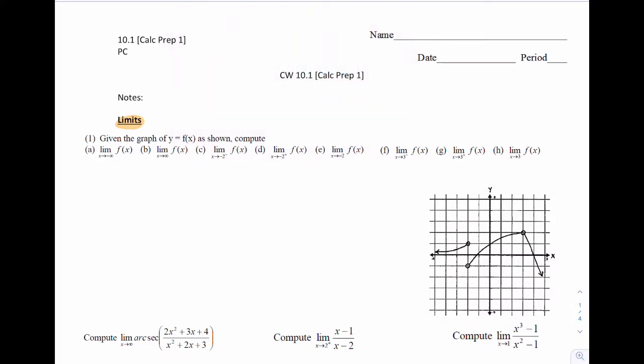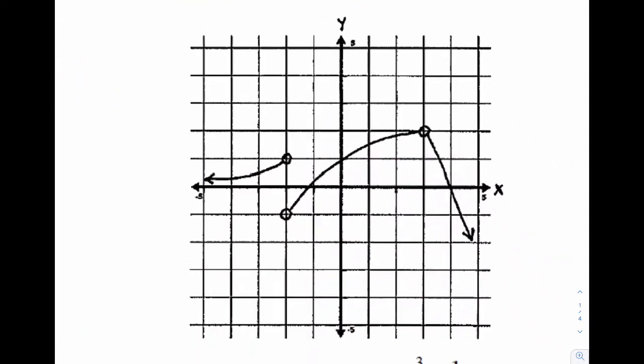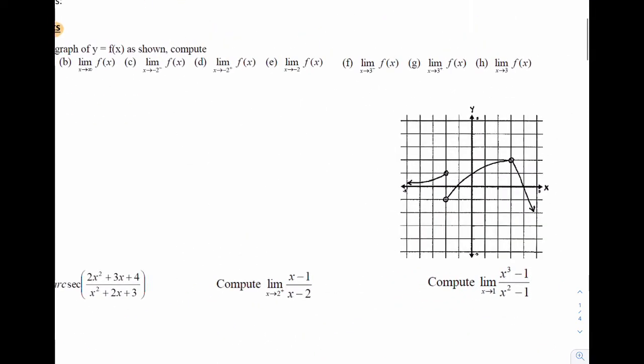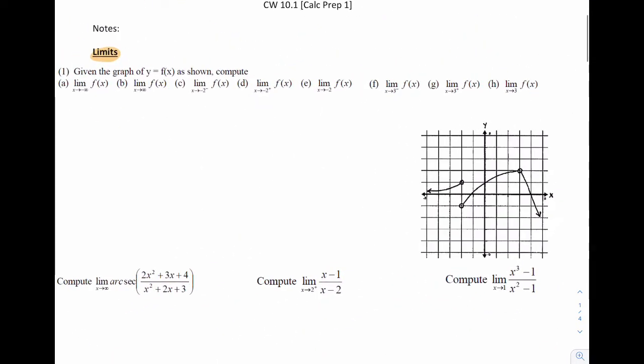It says find the given limits, and we're going to be looking at this picture right here. So look at A. Find the limit of the function as x goes to negative infinity. So just recall that means we're going far left. So imagine this is going to the left forever. So where are we going? We're approaching 0. Answer is 0.